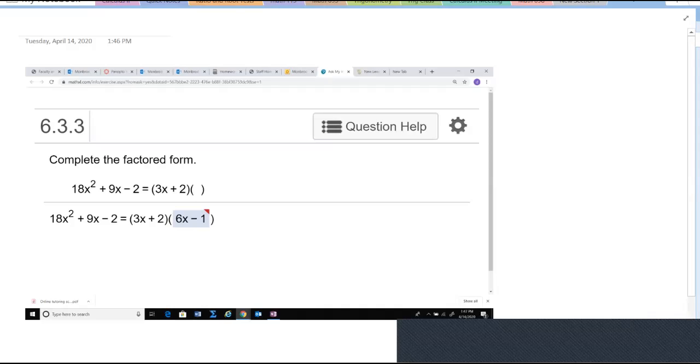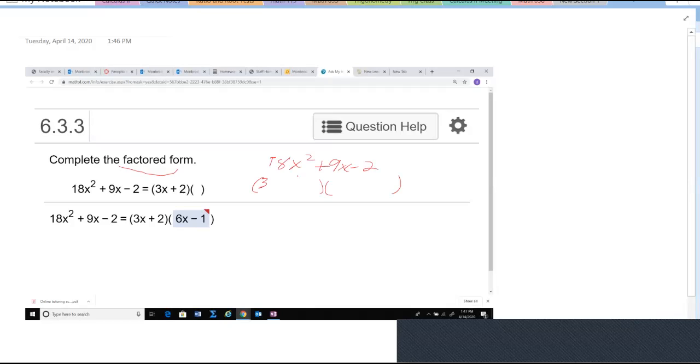Okay, I'm going to explain a couple things about this problem. The goal is to put it into a product form. Factored means product. And now they're giving you part of the answer here. I'm just going to rewrite over here just so you can see what's happening. Now they're giving you part of it.